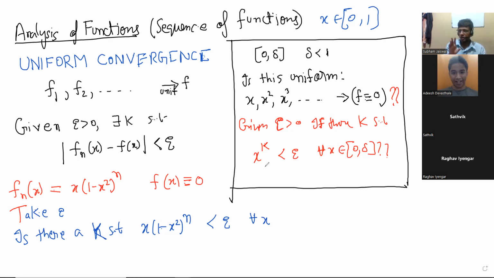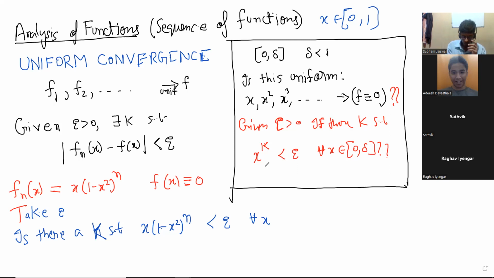You see, the question is, can you find k so that for any x this is less than epsilon? Yeah, but the problem is x will keep changing. It needs to be true for all x in 0 to delta. Delta is less than 1.